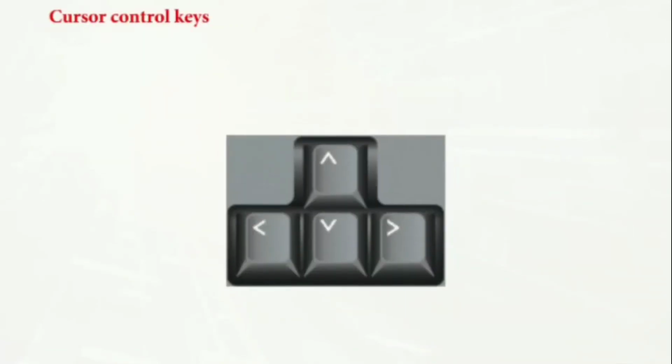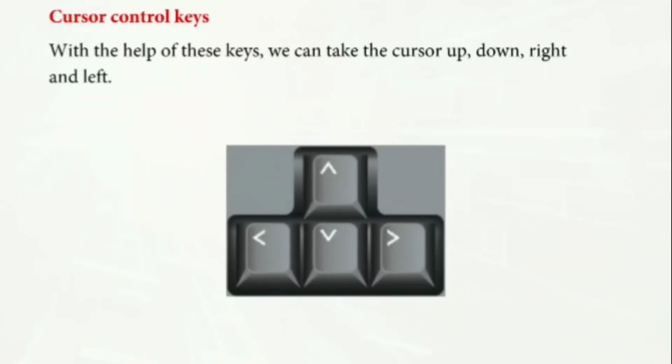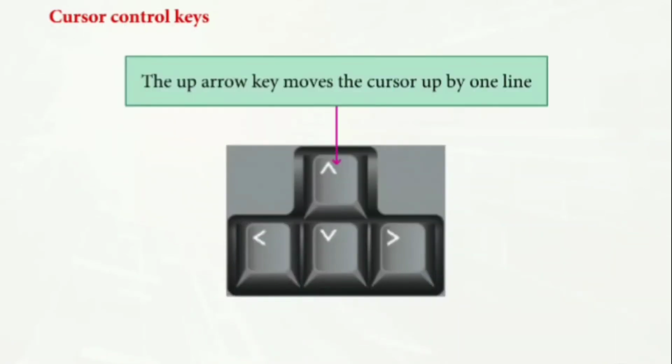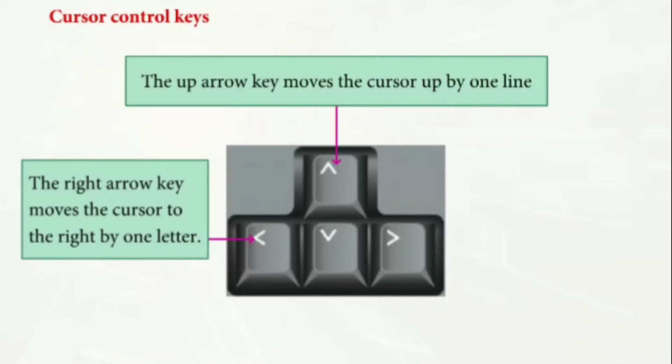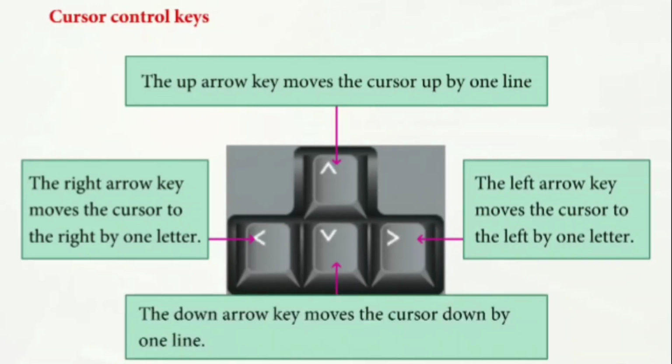Cursor control keys. Cursor control keys are used for moving the cursor in different directions on the monitor. They are also called arrow keys. With the help of these keys, we can take the cursor up, down, right and left. The up arrow key moves the cursor up by one line. The right arrow key moves the cursor to the right by one letter. The left arrow key moves the cursor to the left by one letter. The down arrow key moves the cursor down by one line.